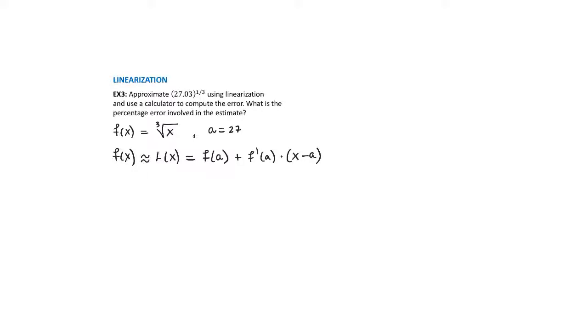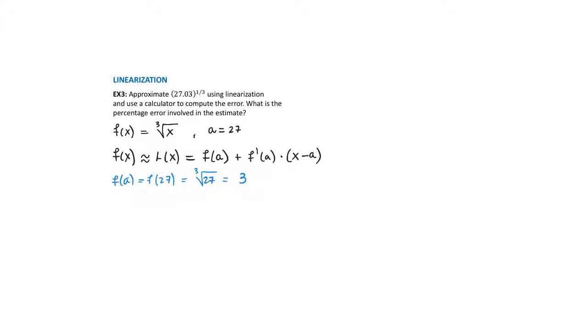All right. In order to do that, just by looking at the equation here, I need various things. I need f of a. I'm going to do that here. F of a, that's going to be f of 27, the cube root of 27, which is equal to 3.